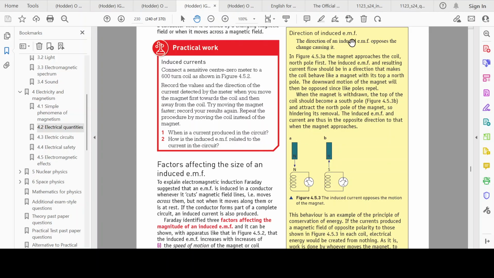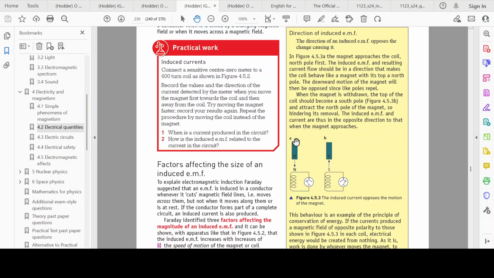So what's the direction of the EMF? The rule over here is that the direction of an induced EMF opposes the change causing it. And they explained this. So you've got this wire over here that's connected to a meter. And when the wire is inserted into these coils and an EMF is produced, it says that it's going to oppose the change.